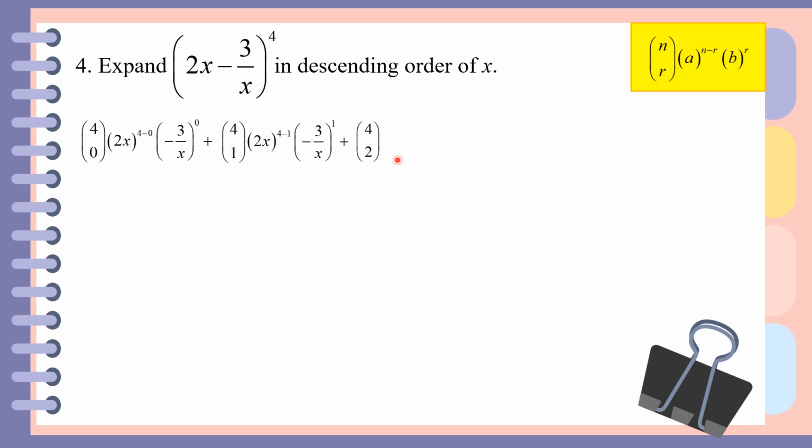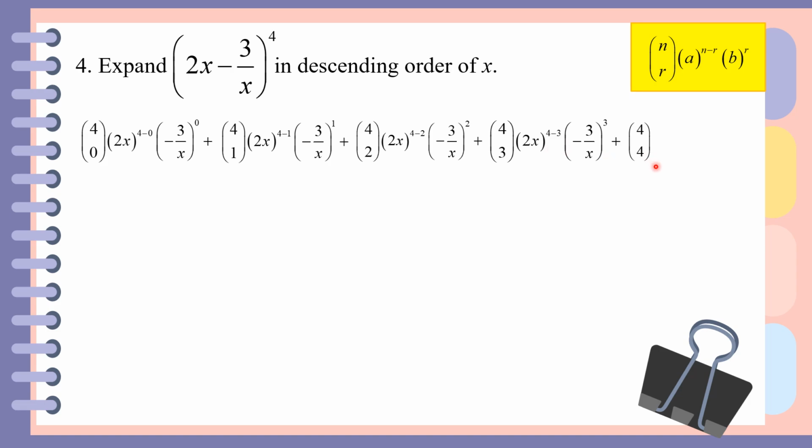Next, we will have 4 choose 2, followed by the A term and the B term. The power towards the end will be this number here, which is the 2, and the other power will be 4 minus 2. Next, we'll have 4 choose 3, followed by the A term, the B term, and the power will follow this R value here, which is 3.